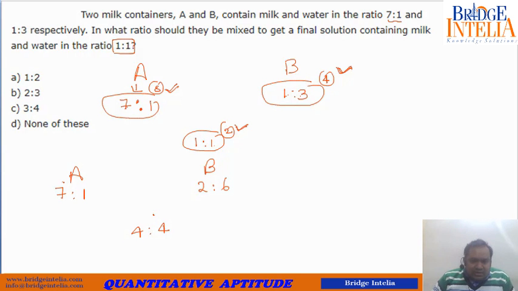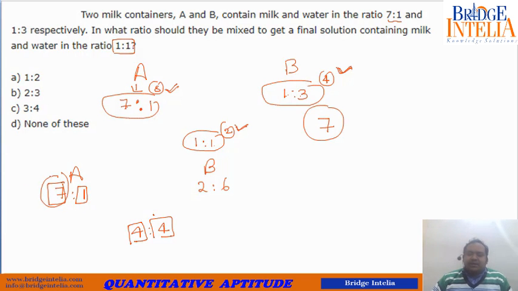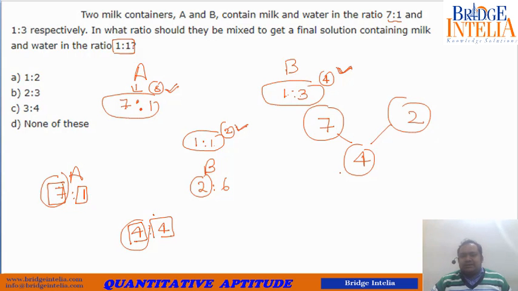Now, what does 7:1 indicate? It indicates that 7 parts of milk and 1 part of water. Similarly, here 4:4 indicates 4 parts of milk and 4 parts of water. So you can apply the method of alligation on these numbers. Concentrate on only one element. 7, 2, and 4. So you'll get the same answer if you apply the concept of alligation on these numbers. You will get the ratio. So what is the difference between 7 and 4? 3. What is the difference between 4 and 2? 2. So this 2:3 is the ratio.